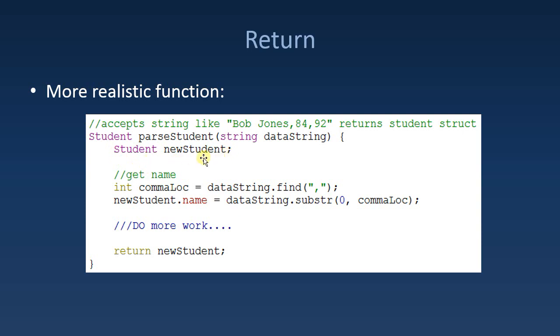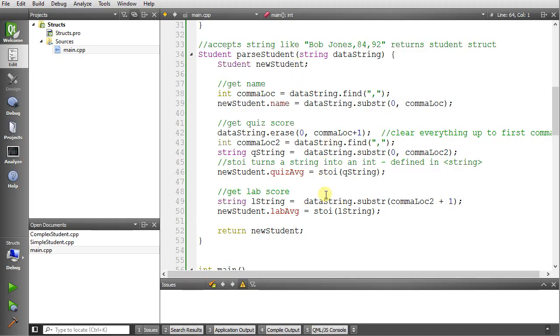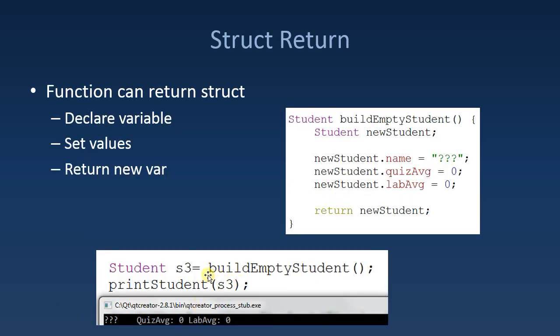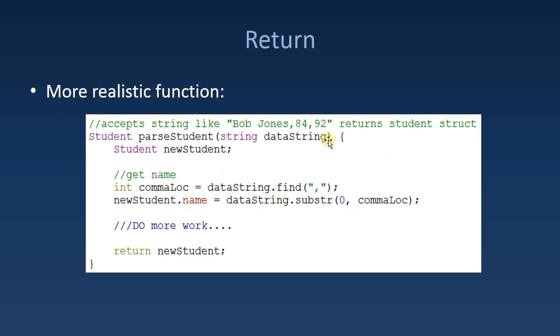So we'd declare a new student inside the function. We do the work to break up the string, like find the comma and grab the name and then grab the numbers. If you want, you can go check out the code for this example as the simple student and do the rest of the work, and then return the student that we created. Return this new student. And back in main, we'd just do something like this, except we'd say parse student and pass in the string that we wanted to parse.